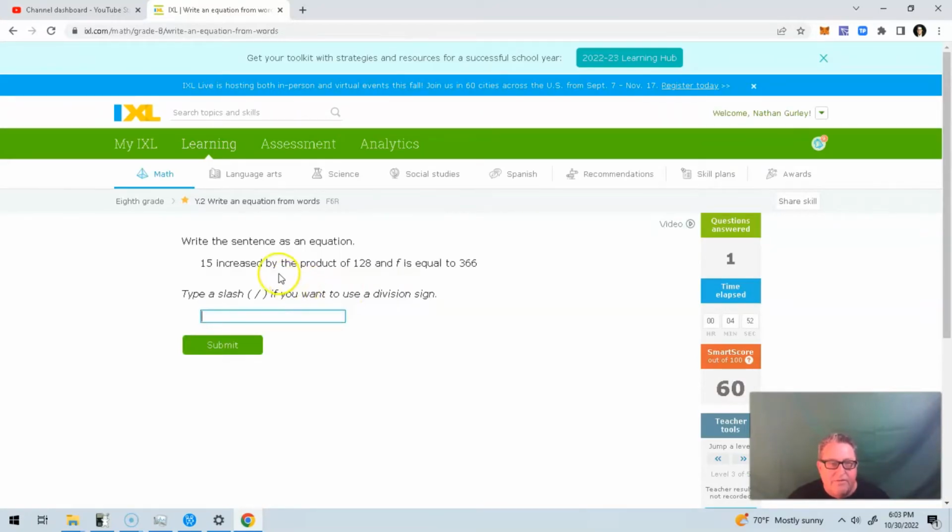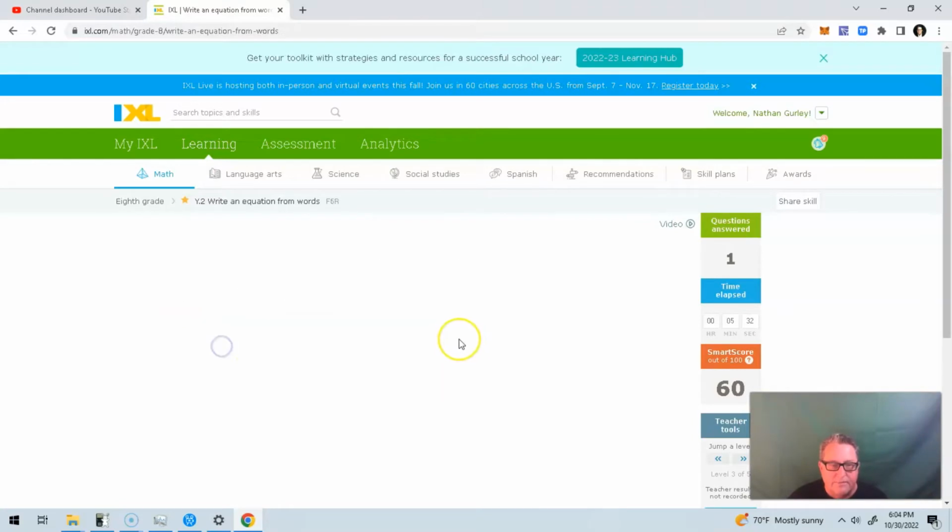All right. 15 increased by, well, gee, 15 is being increased by something. So I'm going to stop right there and I'll put my 15 plus. What's the increased by? The product of, that means multiply, 128 and f is equal to 366. Let's read that again. 15 increased by the product of 128 and f. Well, 128 and f, product, just put 128f, and what it equals, 366. I think that's good to go.